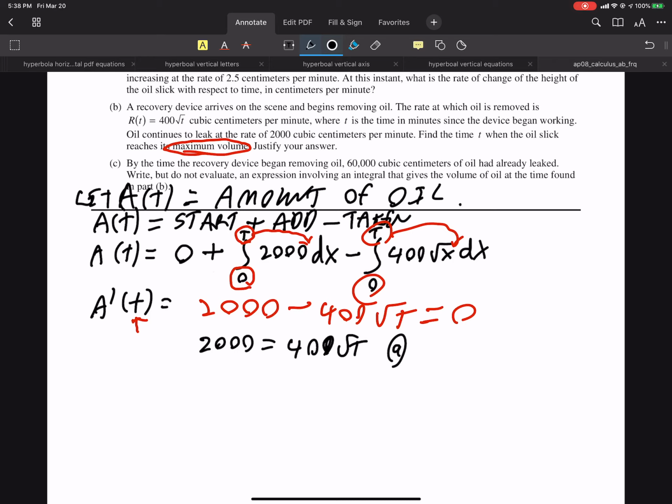So I'm going to set my window from 0 to 30. And my y needs to go really big because I have y equals 2,000, so I need bigger than that. So I'm going to go 2,500. Graph that thing. There's my rate of oil leaving. I see the intersection. I do second calc intersect.